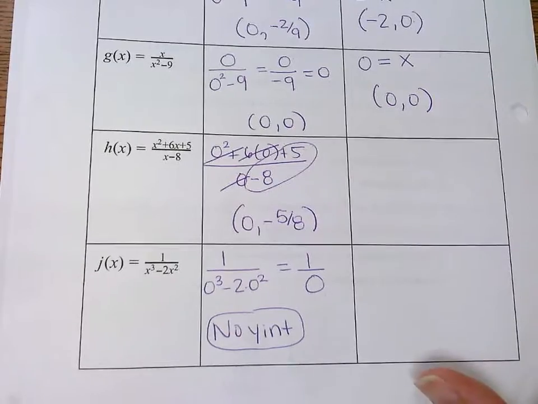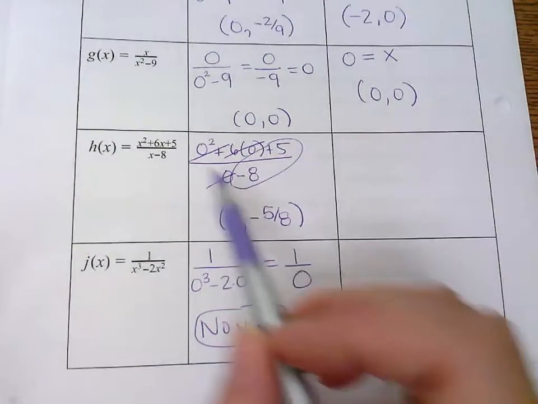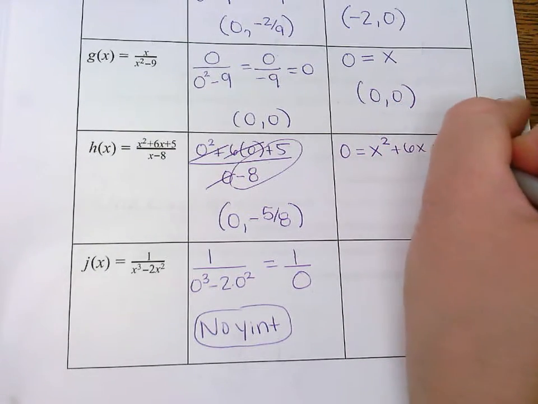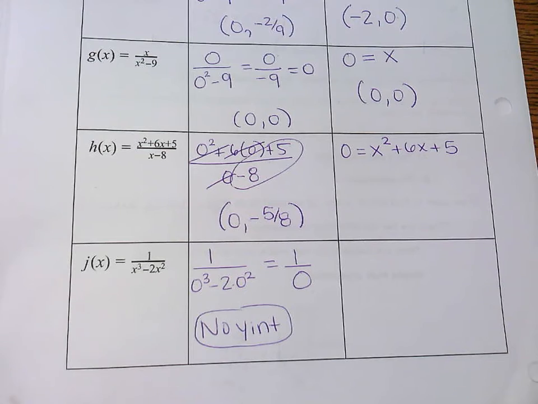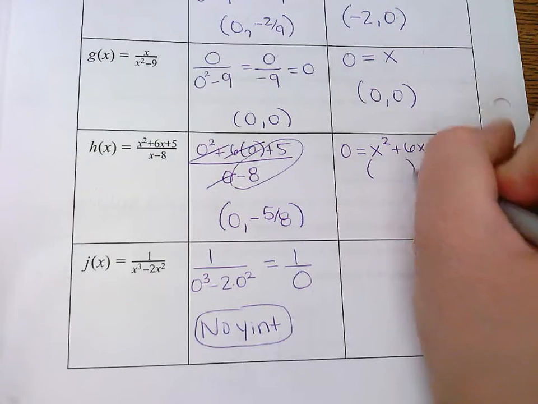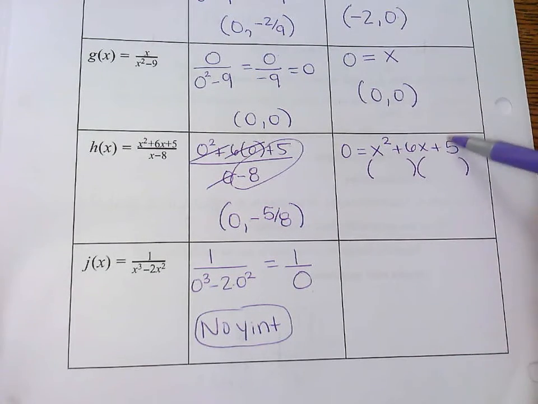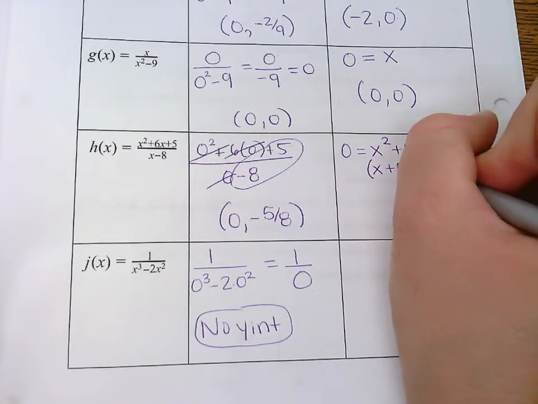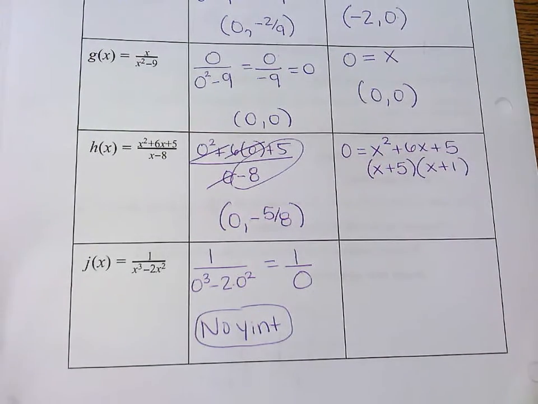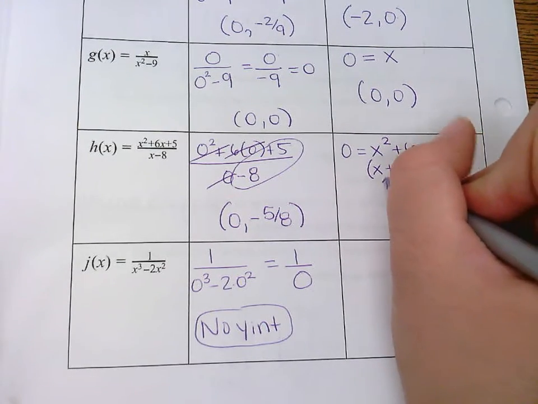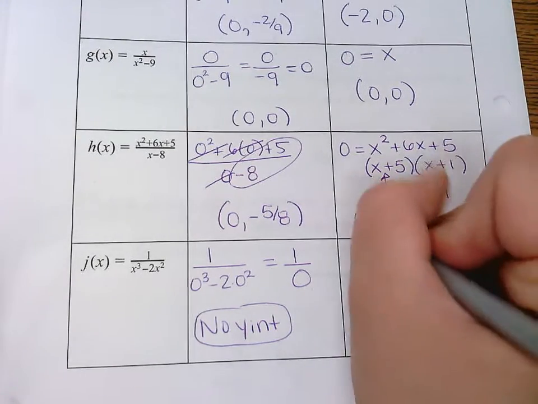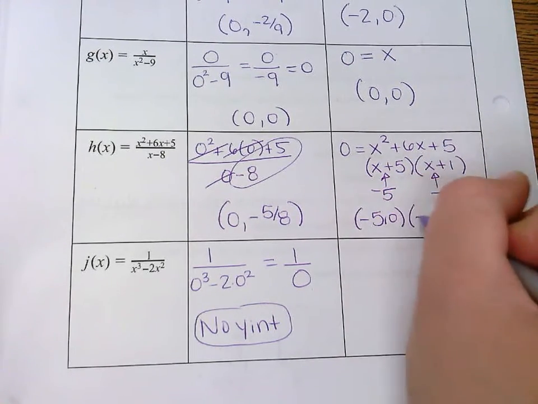Okay, so the last two for solving for intercepts. This time, I'm going to set the numerator x squared plus 6x plus 5 equal to 0. So this is where you need your knowledge of polynomial functions. I know that this factors, I'm looking for the factors of 5 that have to add up to 6. X plus 5, x plus 1. So my two x-intercepts are at negative 5 and negative 1. Negative 5, 0, negative 1, 0.